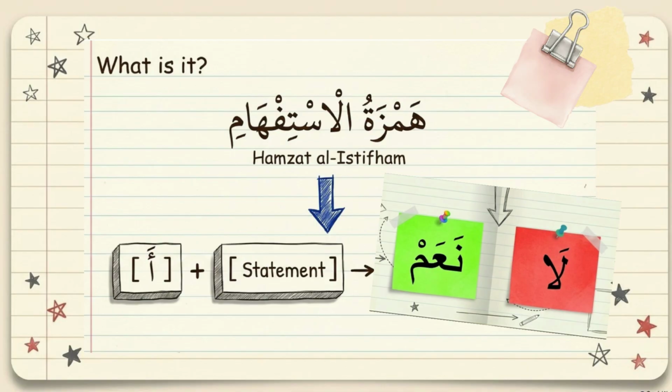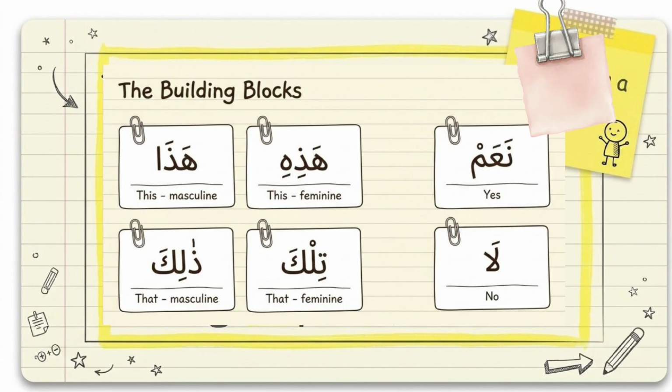Now, I want to point out a super common mistake students make right here. We often try to just raise our voice at the end of a sentence to make it a question, right? Kind of like we naturally do in English. But in formal Arabic, we don't do that. We rely entirely on this precise little particle placed right at the front to do all the heavy lifting for us. Before we start building our sentences, let's learn our building blocks.